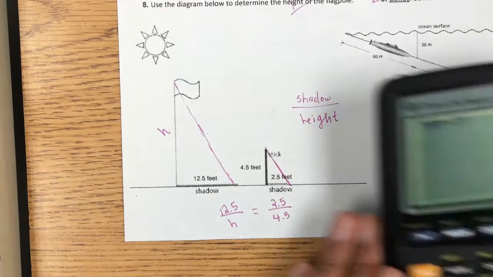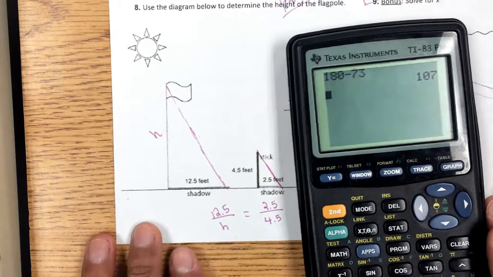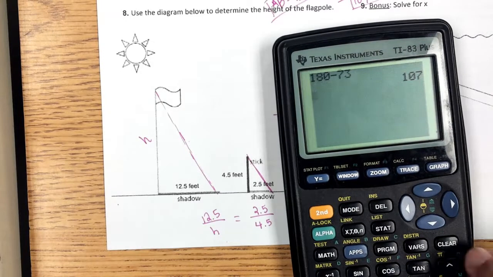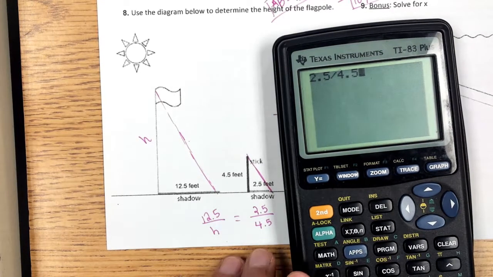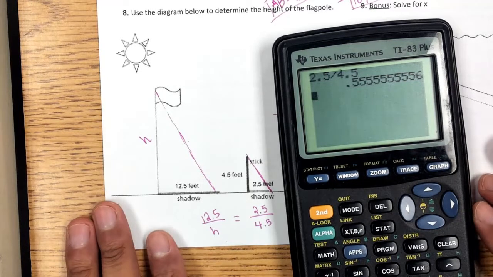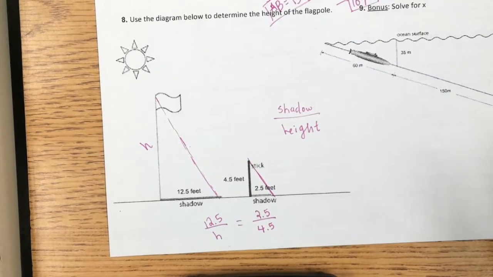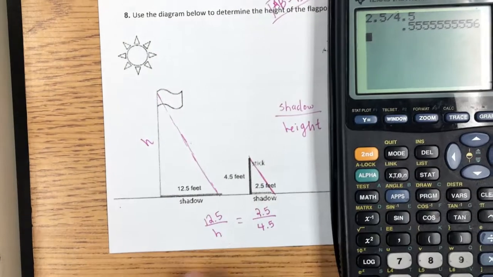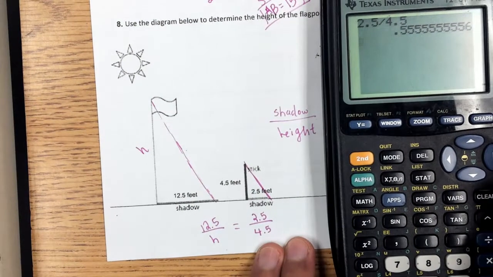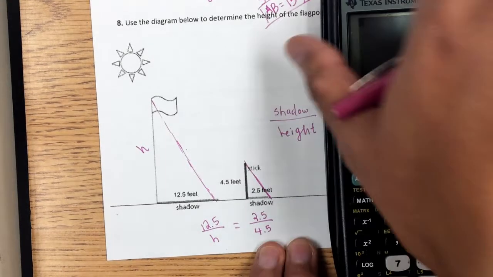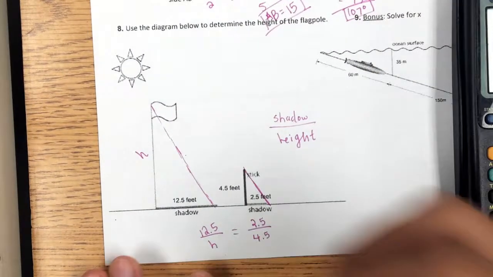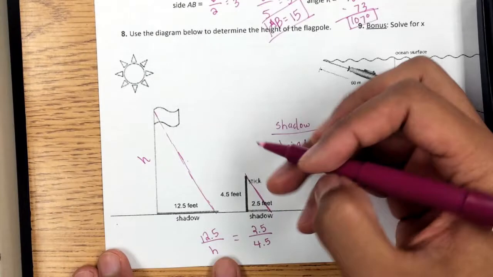So let's see what happens when we divide 2.5 by 4.5. 2.5 divided by 4.5 is 0.5555555 forever. So this may not be the nicest of numbers, and that's okay. But let's try a different way.